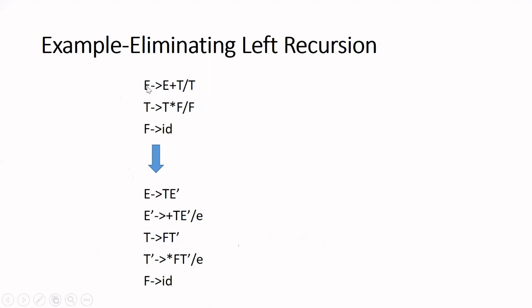E derives E plus T or T, T derives T into F or F, and F derives ID is an unambiguous grammar for an ambiguous grammar that we have seen already. Now check if this grammar has left recursion. Is this grammar left recursive? Yes. The first production is left recursive and the second production is also left recursive, because the first symbol on the right hand side is the same as the left hand side symbol, E and E. In the second production too, you have T as the first symbol on the right hand side, same as T on the left hand side. Now how do you transform this?